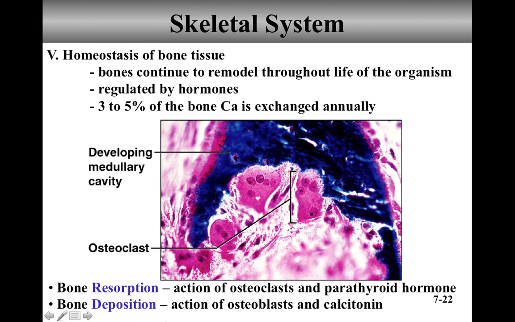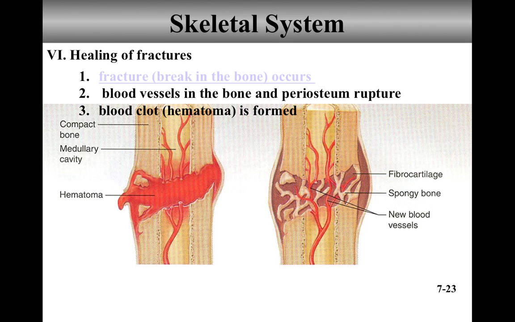So there's a couple of cool terms: resorption and deposition. Bone deposition is depositing new bone matrix, which makes more bone. That is osteoblasts working with a hormone called calcitonin, which helps take calcium out of the blood and put it into the bone. The opposite of that is bone resorption. The action of osteoclasts and parathyroid hormone work to break down bone tissue and get that calcium back into the bloodstream. And so these two are opposing forces that keep us in equilibrium, more or less.